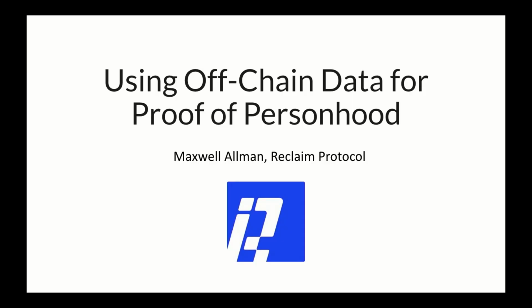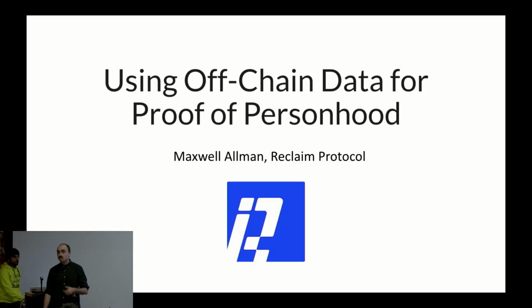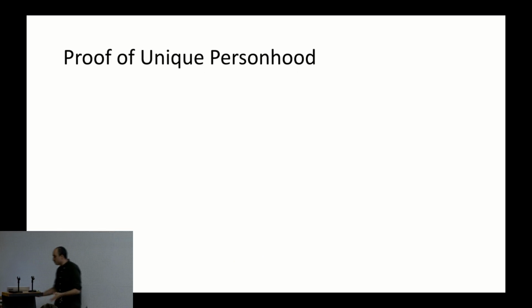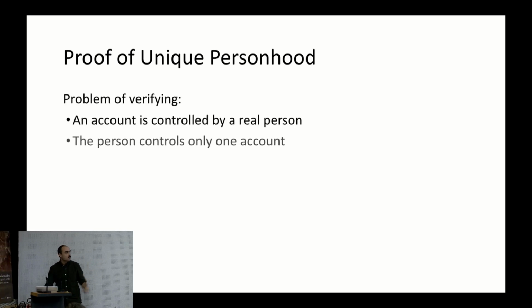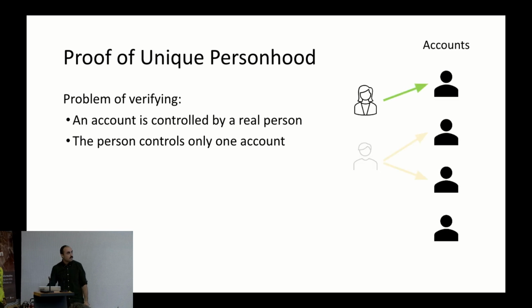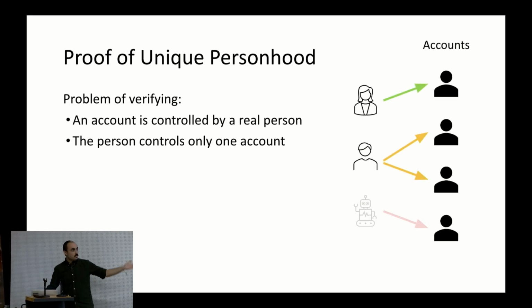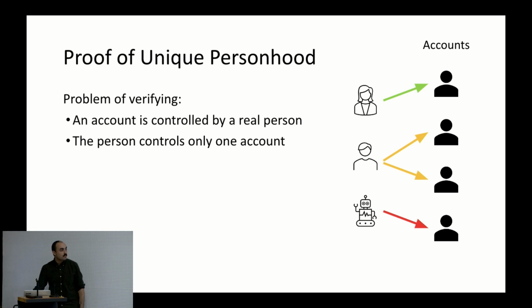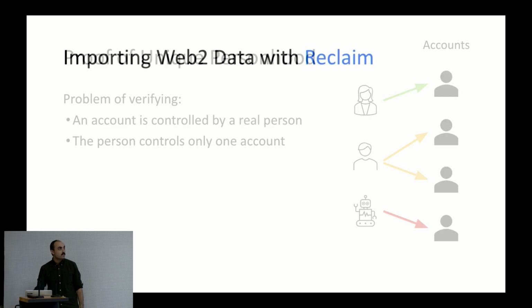I'm going to talk to you briefly, fairly non-technically, about ideas for using off-chain data for proof of personhood. Next slide. So, talking about proof of unique personhood, not just that someone's a person, but Sybil resistance as well. These are ideas we've discussed. I think we all know what we're talking about. You have a human controlling two users, and a robot controlling a user. We want to identify who's who.